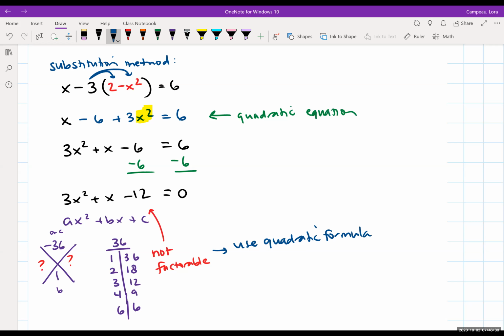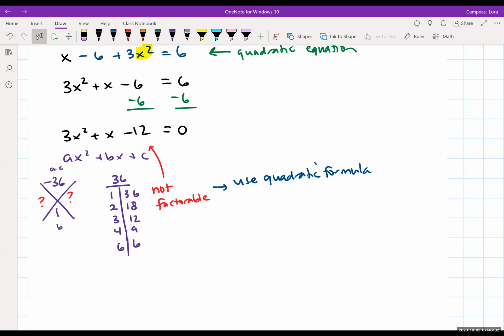So if that is using the quadratic formula, remember the solutions to the equation would be x equals negative b plus or minus the square root of b squared minus 4ac all over 2a. And if we know who a is and b and c, we just plug this in. So I'll try to be a little neater here.